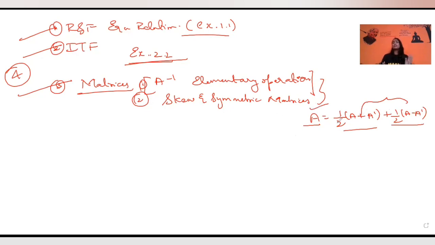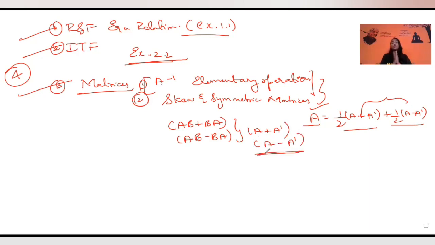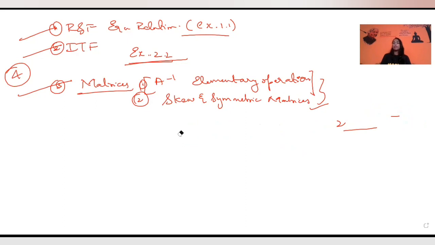So what other question can be asked? If it has to be a little tough, they may ask you to prove that AB plus BA is a symmetric matrix and AB minus BA is a skew symmetric matrix. And after that, they may ask to prove that A plus A dash is a symmetric matrix and A minus A dash is a skew symmetric matrix. So if you're studying symmetric and skew symmetric, you have to be perfect with all of this type. Okay, so this is all about matrices.